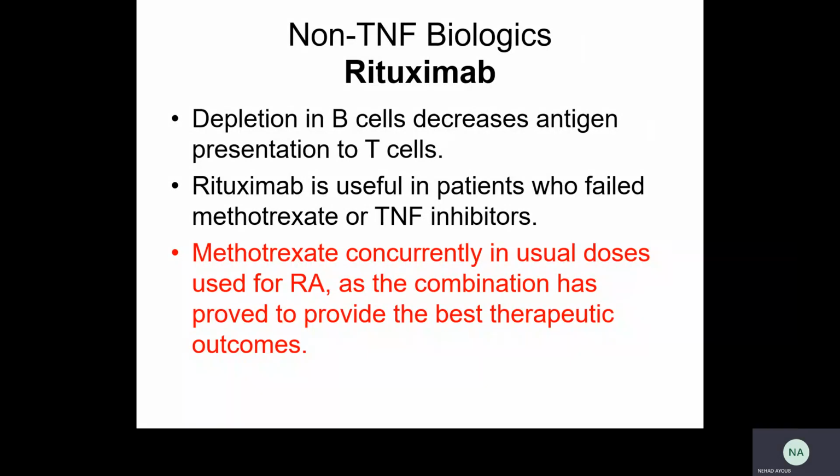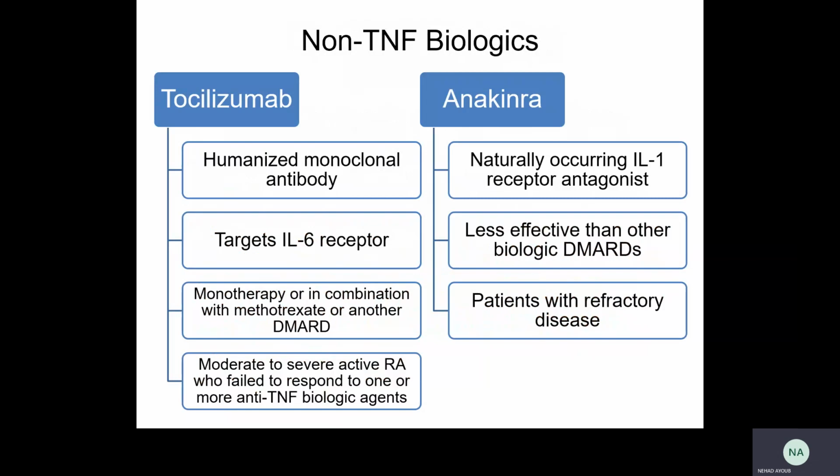Now, other non-TNF biologics target interleukins and interleukin receptors. We have two drugs. Tocilizumab is a humanized monoclonal antibody. The target here is the interleukin-6 receptor. This antibody binds to the interleukin-6 receptor, and so inhibits the ability of the receptor to bind to interleukin and activate the inflammatory pathway. Again, it could be used as monotherapy or preferably combined with methotrexate.